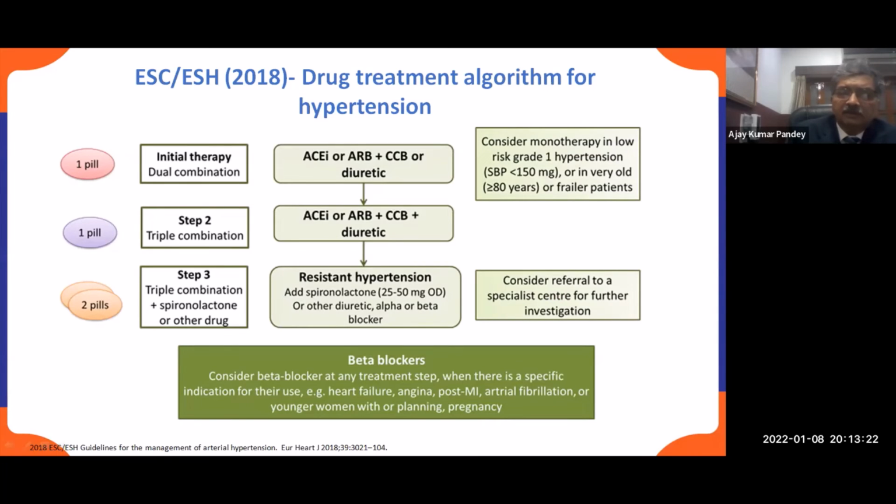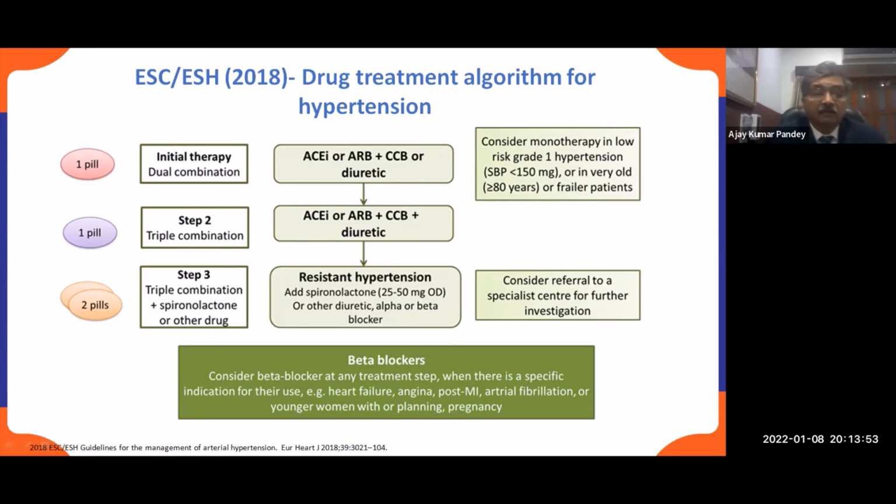These are similar to the guidelines of the European Society. What the European Society says is that you can have one pill or a maximum two pill combination, or a triple combination with spironolactone, but many times higher drug doses are required. So I personally prefer, for very severe hypertension, like 180/110, to use telmisartan, amlodipine and a diuretic in higher doses. There are combinations of 80 milligram of telmisartan, 5 milligram of amlodipine, and chlorthalidone 12.5.